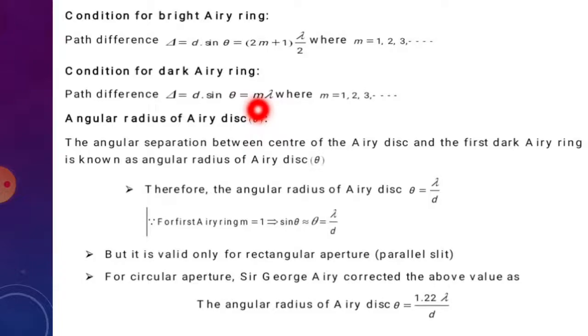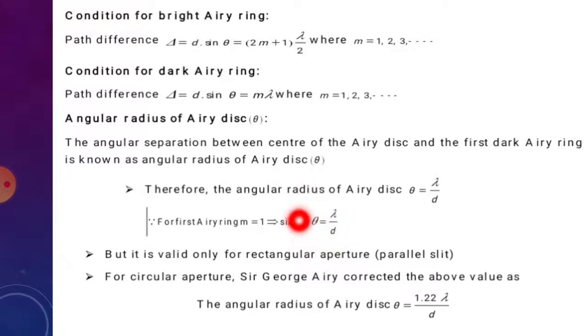So, m is equal to 1. Then, d sine theta is equal to lambda. Here, shifting this parameter to the other side, we get sine theta is equal to lambda by d. Here theta is small, so sine theta is nearly theta. So, theta is equal to lambda by d.